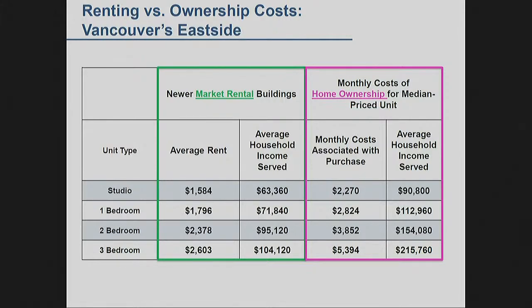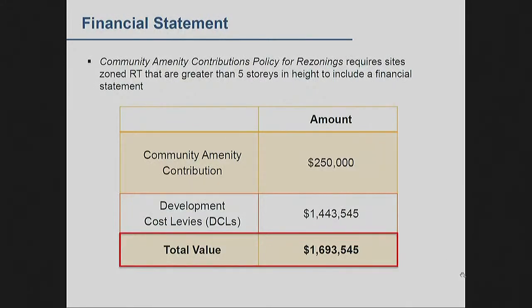Under the Community Amenity Contributions Policy for rezoning, lower density secured market rental applications within the RT zones proposing more than 5 stories are required to include a financial statement for the city's review to assess the value of the project and determine if additional land lift has been created. The pro forma for this project has been reviewed by the city's real estate division, who concluded there is a land lift being generated and collected through this application.